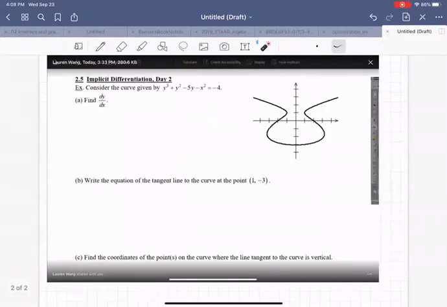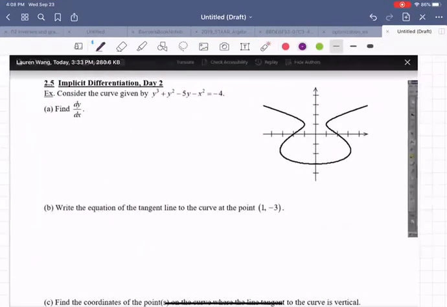Okay. Yeah, now let's move on to this question. Oh, find the dy over dx. Yeah, I believe if they have a test or quiz, they will give this kind of question. This is a very important question.